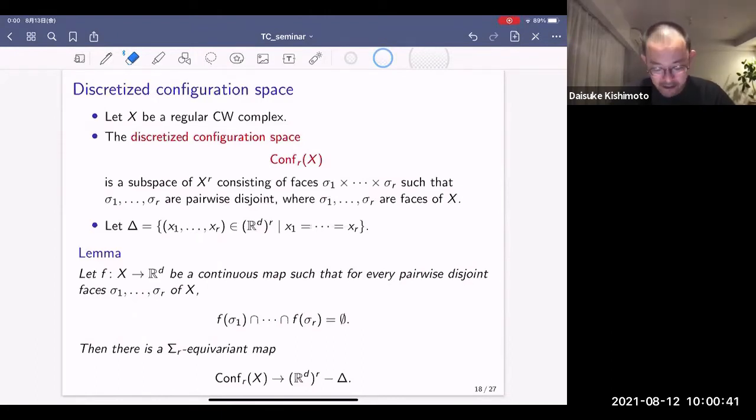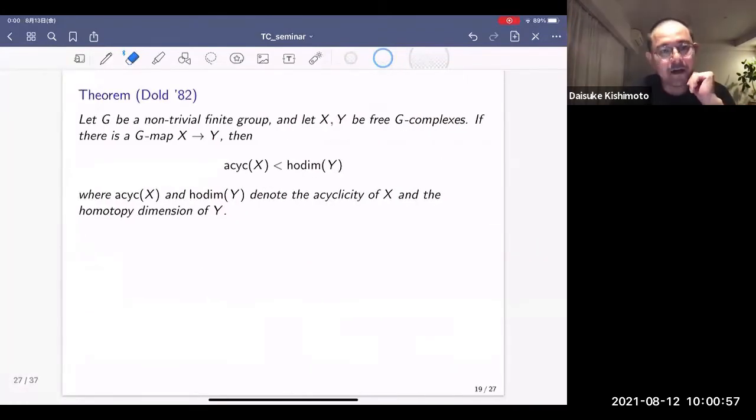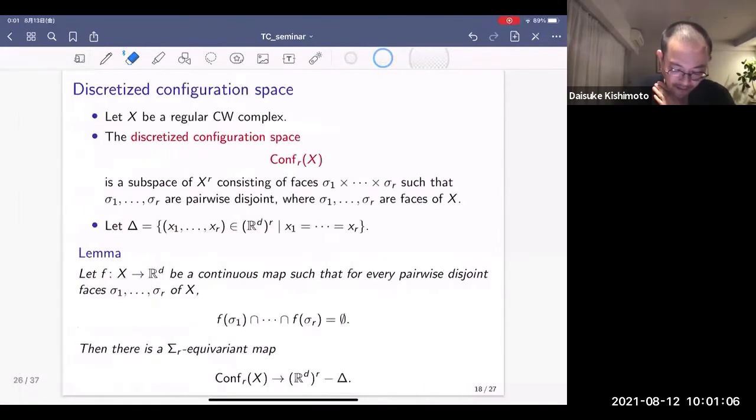I mean, the map from X^R to (R^D)^R obtained from F. Okay. Right. So now we apply this generalization of the Borsuk-Ulam theorem by Dold to this map.